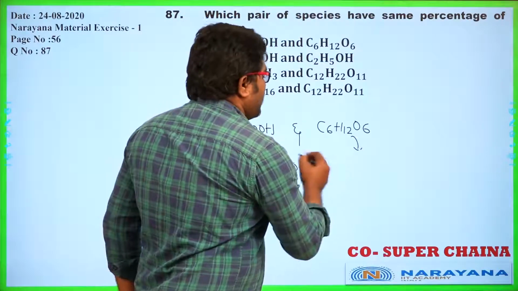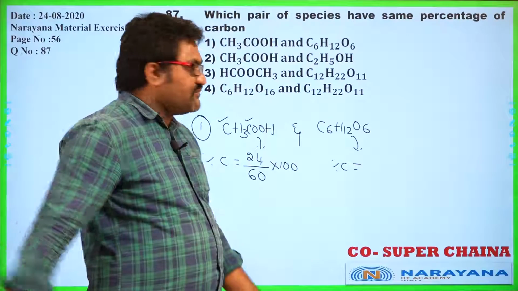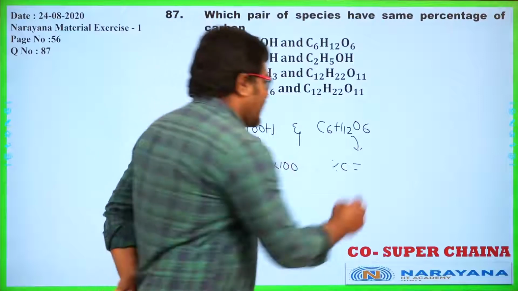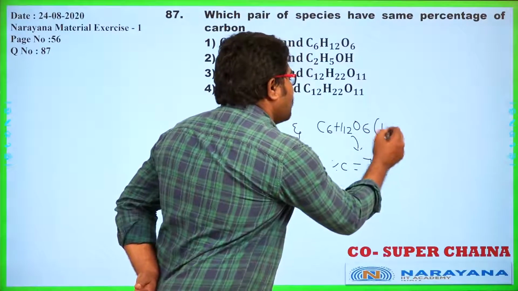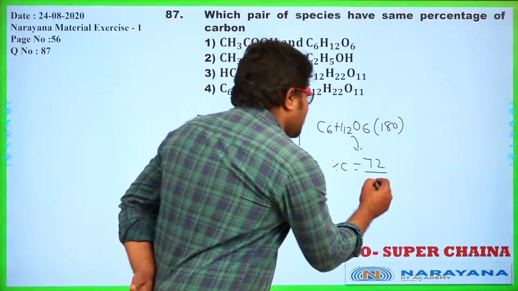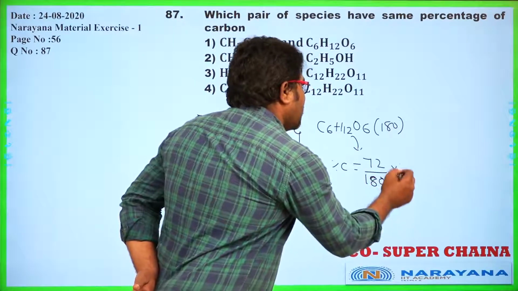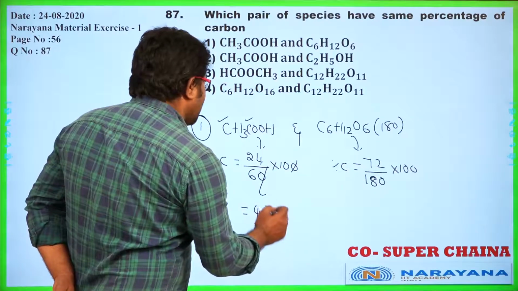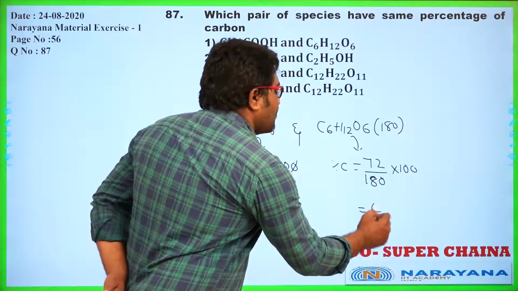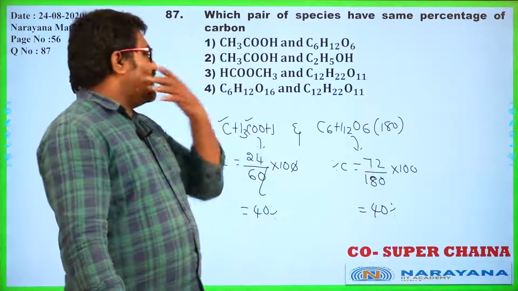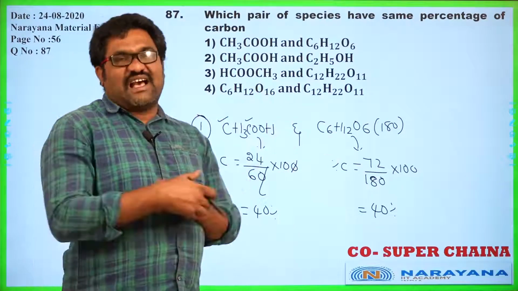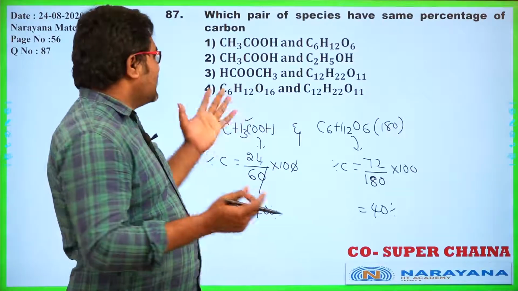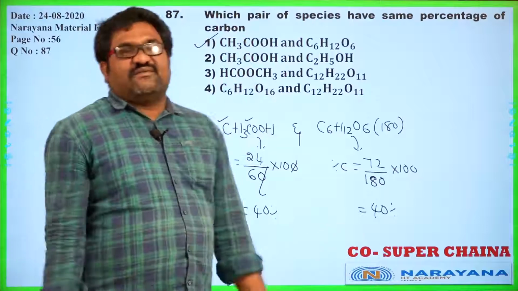In this compound I am going to calculate the percentage of carbon separately. Here, how many carbons are there? 6 carbons. So 6 into 12, we have 72, divided by the glucose molecular weight, 180. 72 by 180 into 100. By simplifying this, I will get 40% for carbon here and here also 40%. So among the given options, the first one has the same percentage of carbon in both compounds of the pair. So the correct option is the first option.